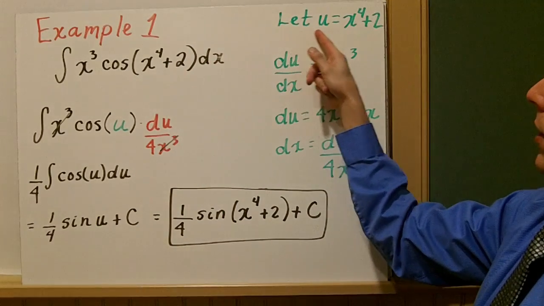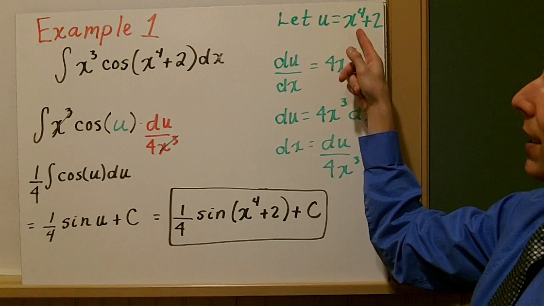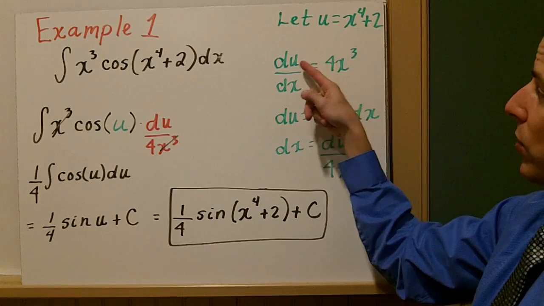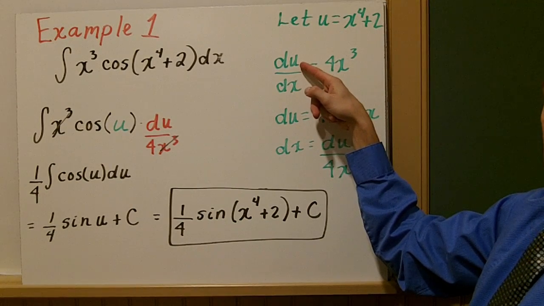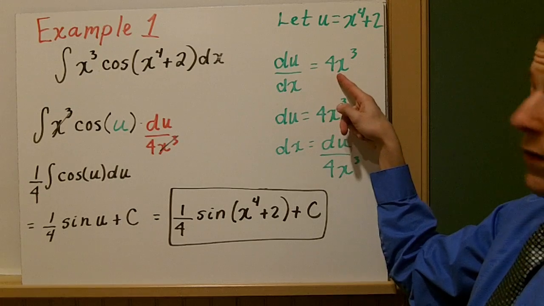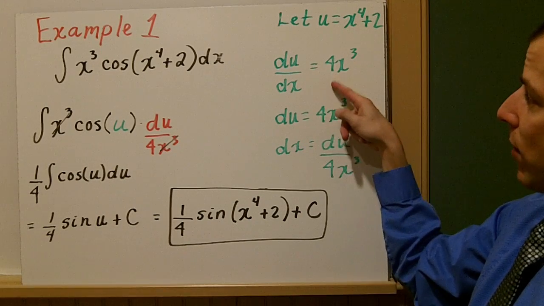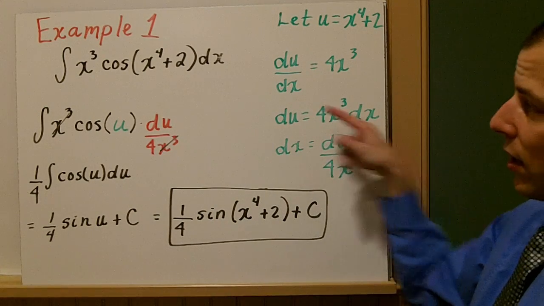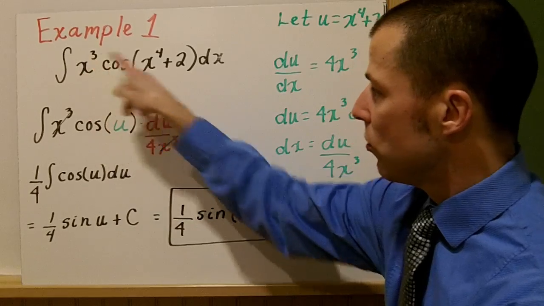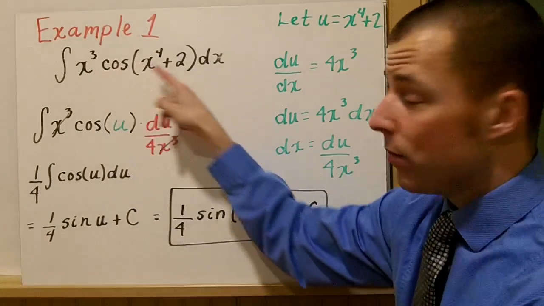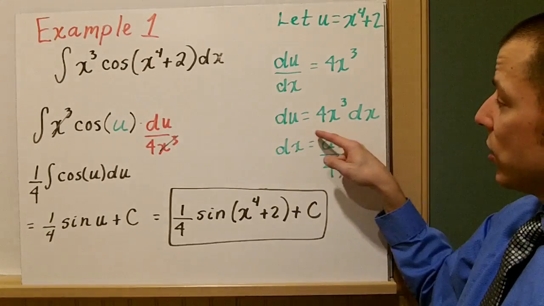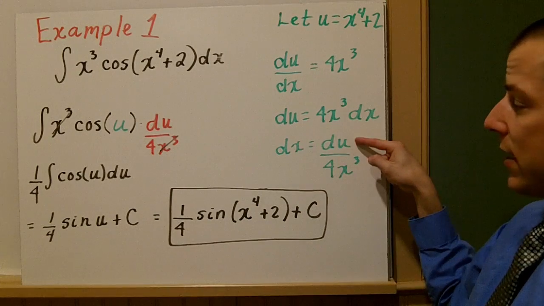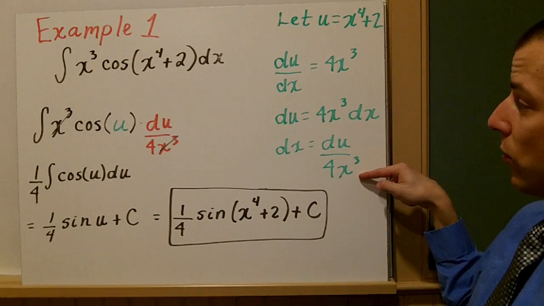So we're going to let u be the inside function, and then you take the derivative with respect to x. u equals x to the fourth plus 2, so du/dx is 4x cubed. Cross multiplying, we solve for du and we get du equals 4x cubed dx. I don't see 4x cubed dx, I see x cubed dx. So what I'm going to do is solve this equation for dx, and I get dx equals du divided by 4x cubed.